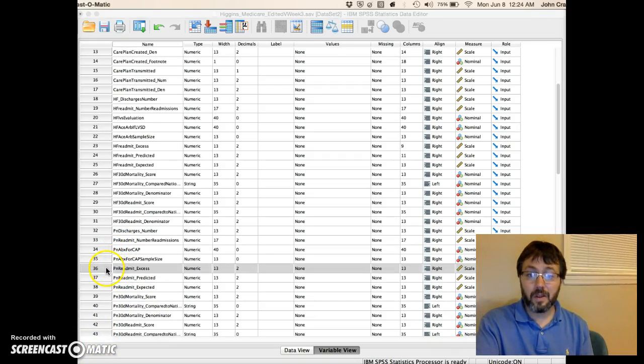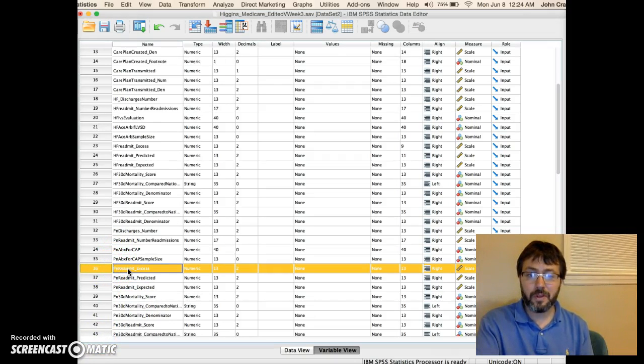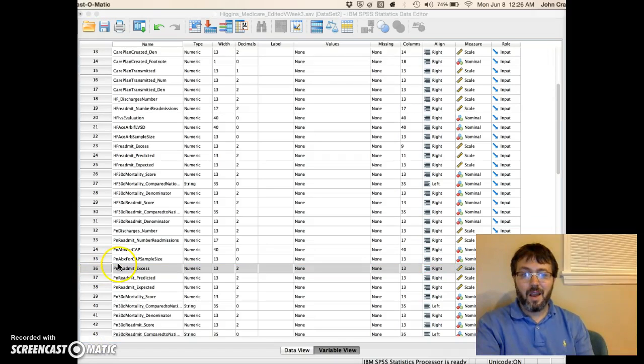Now let's look at another clinical variable, variable 36: the excess readmission ratio for pneumonia. I want you to think about what level of measurement you would give that number. Come back and let's discuss it. All right, so the excess readmission ratio for pneumonia is a ratio.